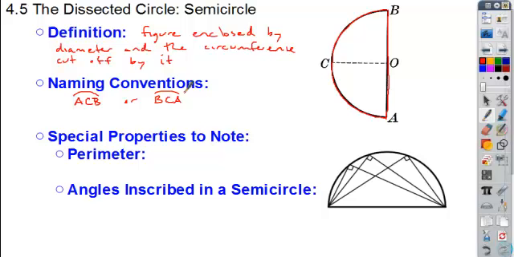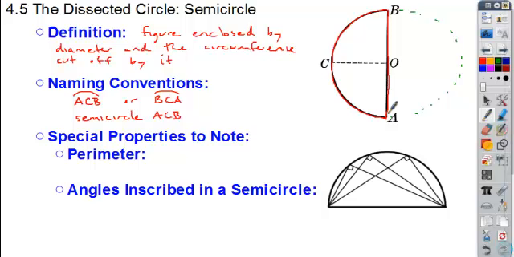The 2 endpoints of the diameter are the first and last, and then some other point that's contained on the arc has to be between those. Or you might see it just spelled out, semicircle ACB, or BCA. Okay, so that's the naming conventions for that figure. And then this one has 2 special properties to talk about. Because, again, in this particular case, it's possible that there would be another half, and so you wouldn't know which half that's being identified.